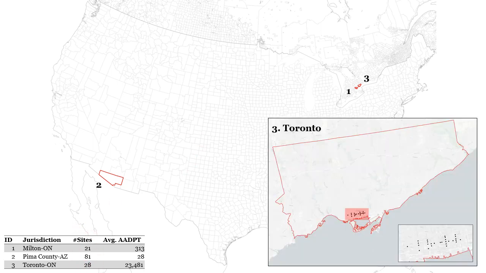I would like to point out that the sites that we used in Toronto are located in downtown Toronto. So this is a very unique and specific environment where we have a lot of employment, a high density of employment, and the non-motorized trips are very intense in this area. So this is a very peculiar environment.